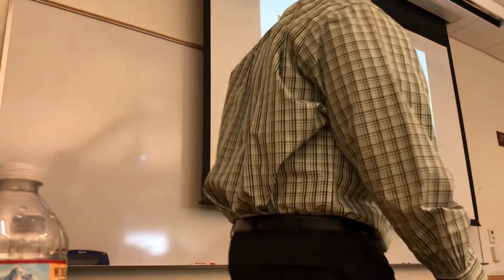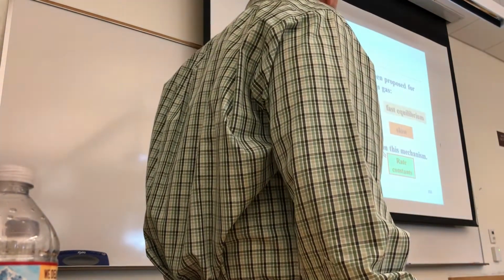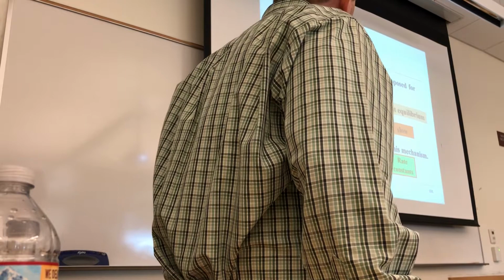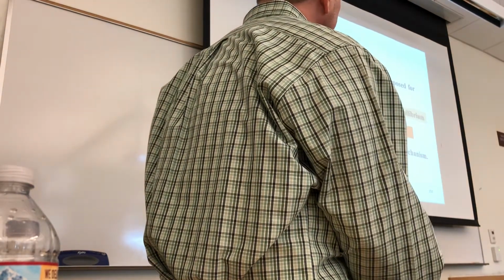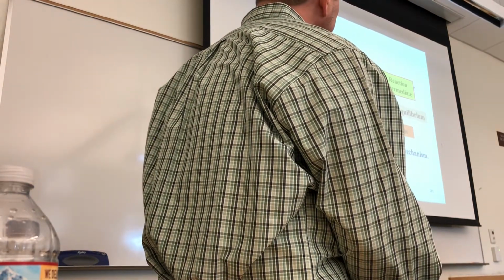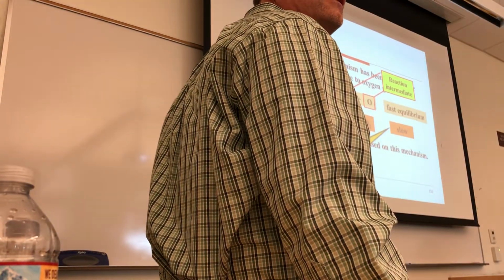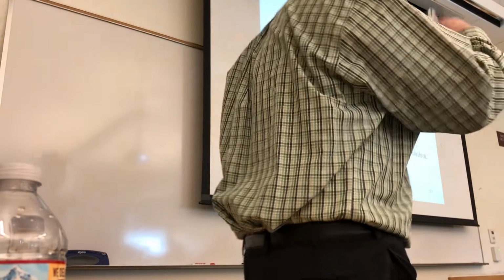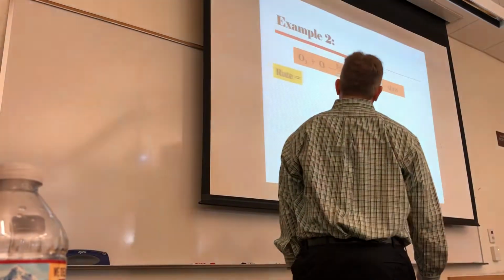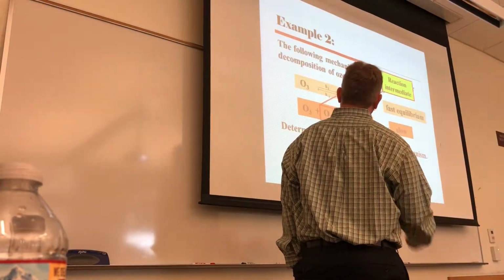Doesn't the O3 cancel out? 2 O3 goes to 3 O2. Those are the reactants and products. I also told you that O was a radical, just to keep that in mind, just for your own personal knowledge. This is kind of a simplistic version of it. It's 2 O3.